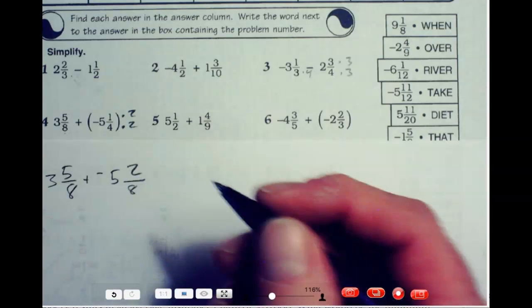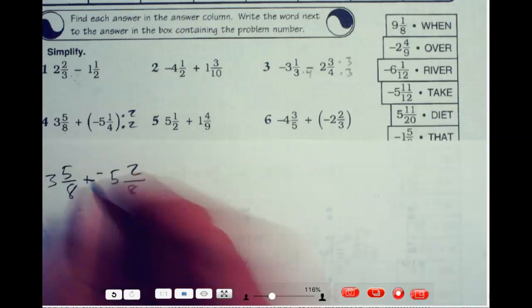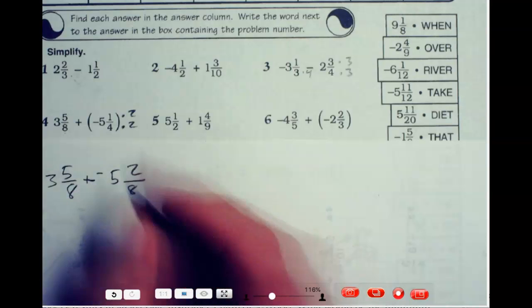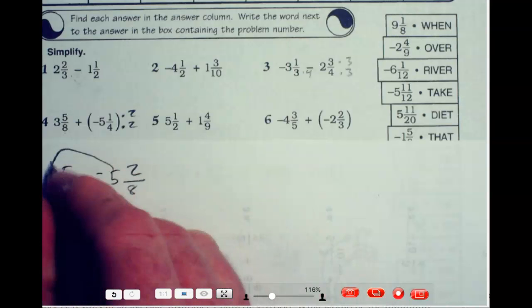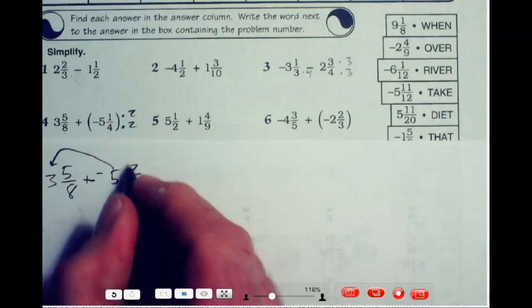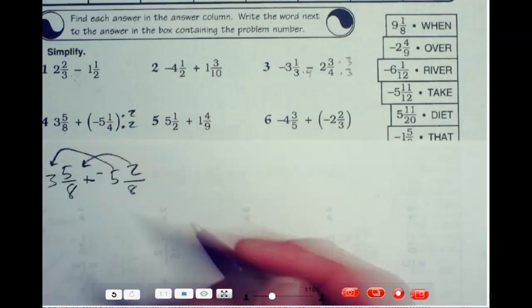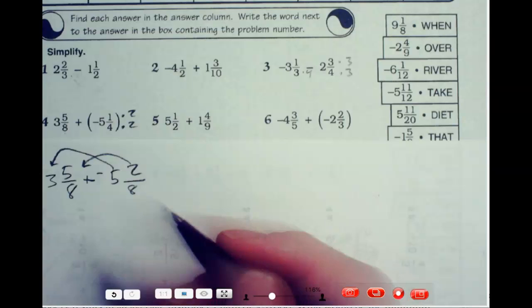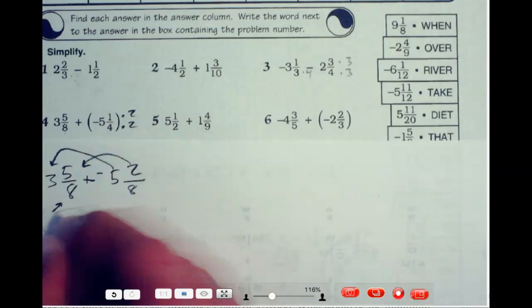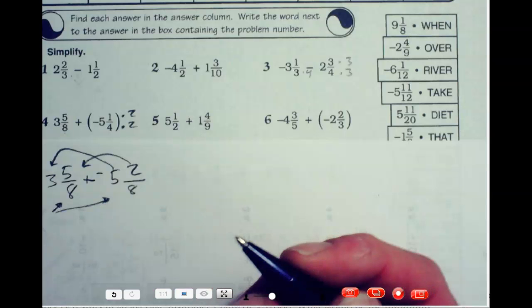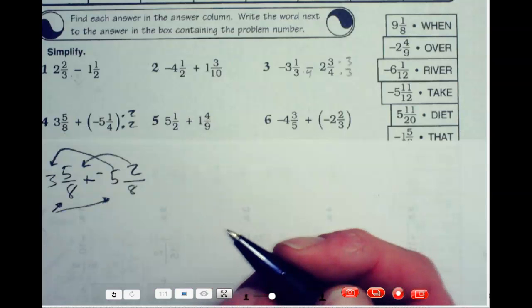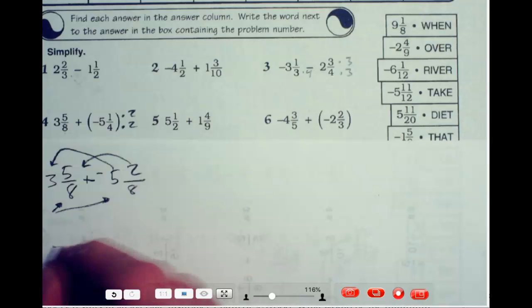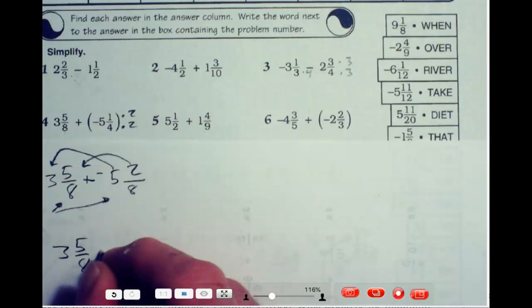So now I have to find the difference because I have different signs here. So let's see if I can do it. I can do 5 minus 3. I can't do 2 minus 5. So I either have to make these two into improper fractions, which I can do, or I can do a trade. I'm going to do a trade instead. So I'm going to recall this as 3 and 5/8. This one doesn't change.